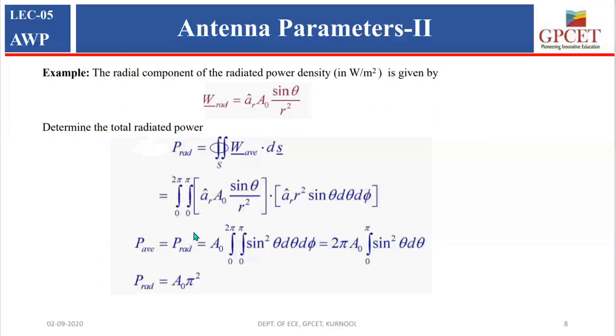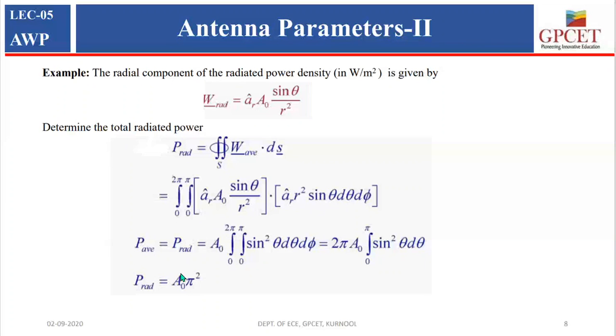In the problem, the power density at a point is given. By using this power density, we are calculating the total power by integrating over a closed surface. Okay.